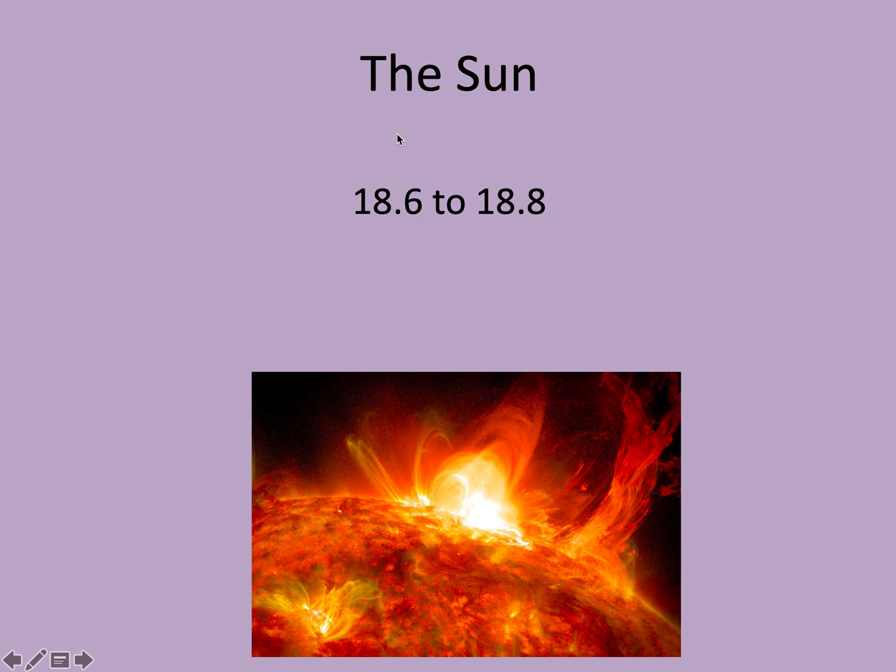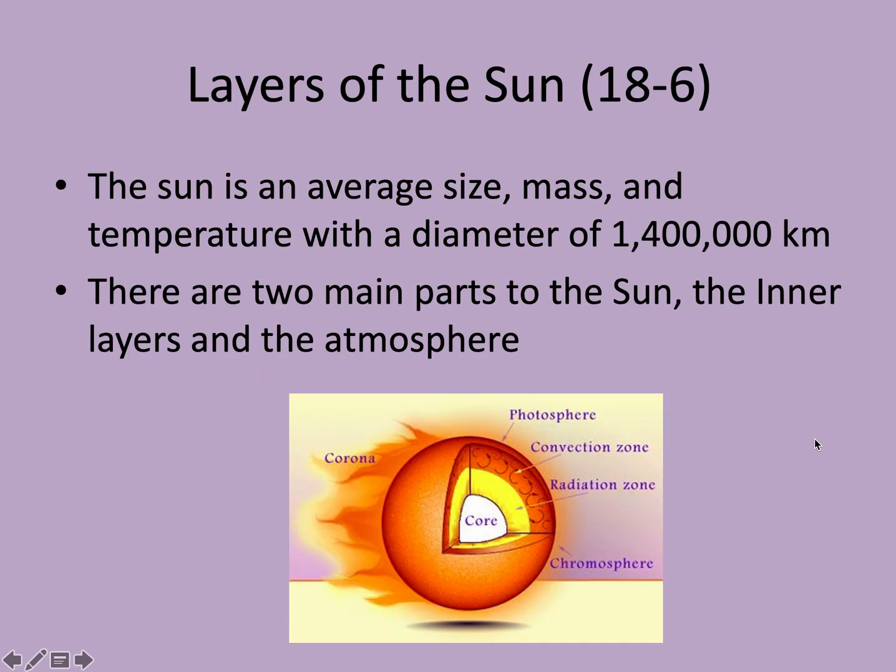This lecture is going to be on our sun and the general structure of most stars out in the galaxy. So the first section, 18-6 in your textbook, is going to talk about the different layers of the sun. The sun's considered, I would say, an average size or mass star with an average temperature. It is within the main sequence stars, and it's in the middle of the main sequence stars.